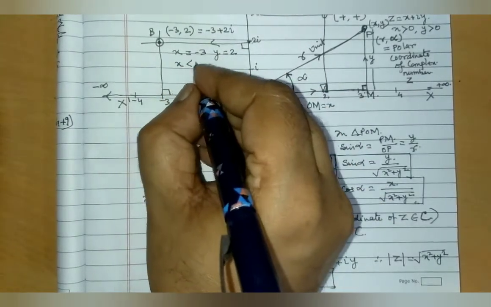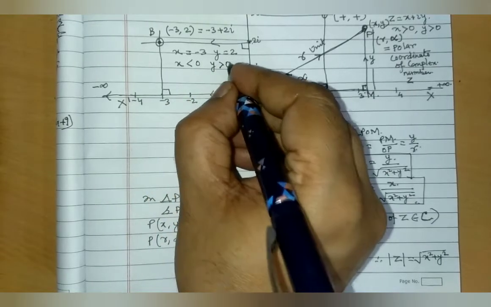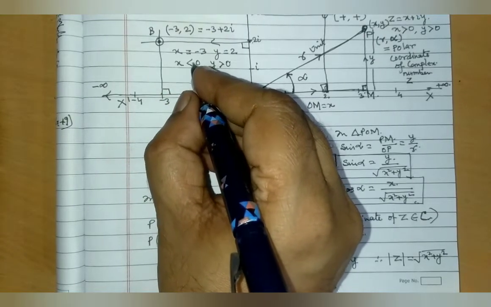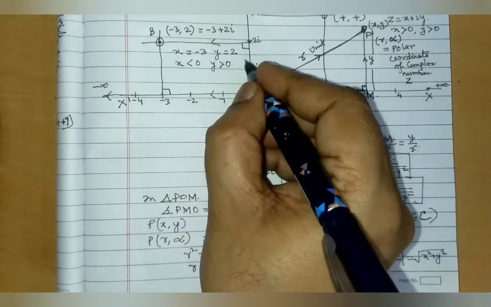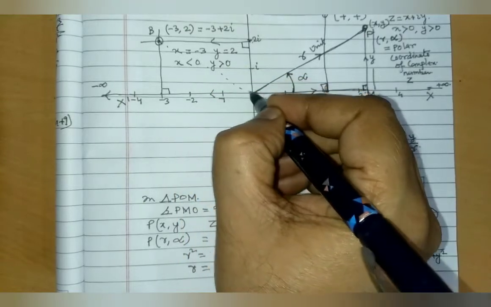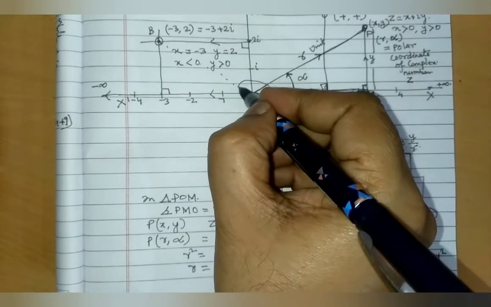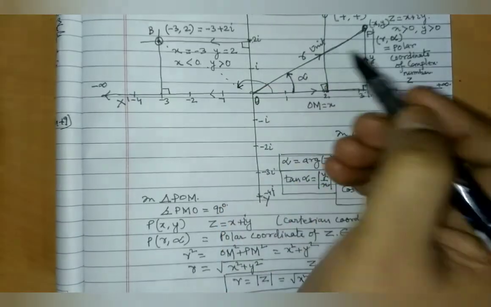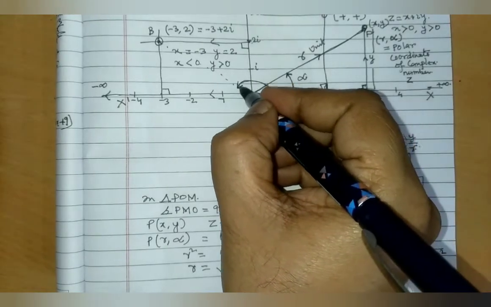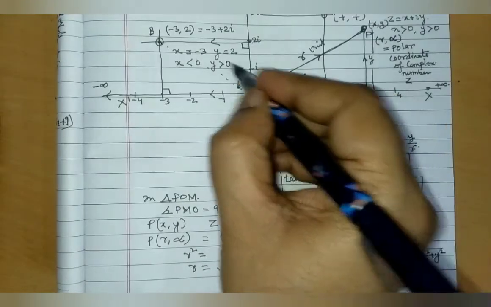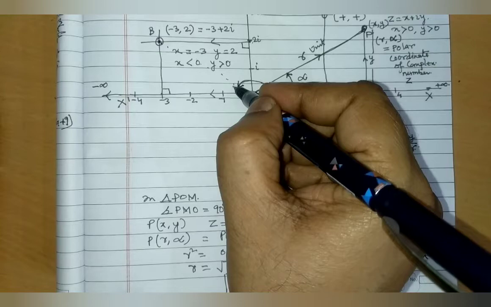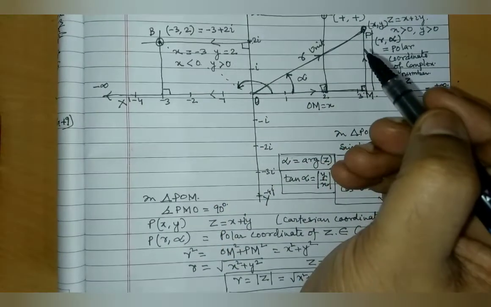So here x is less than 0 and y is greater than 0. So in the second quadrant, x is less than 0 and y is greater than 0. So if we join this point, this angle is also a positive angle, and if we know the measure of this angle, then we can find out the argument of this complex number. And this angle is an obtuse angle because it is more than 90 degree and less than 180 degree.